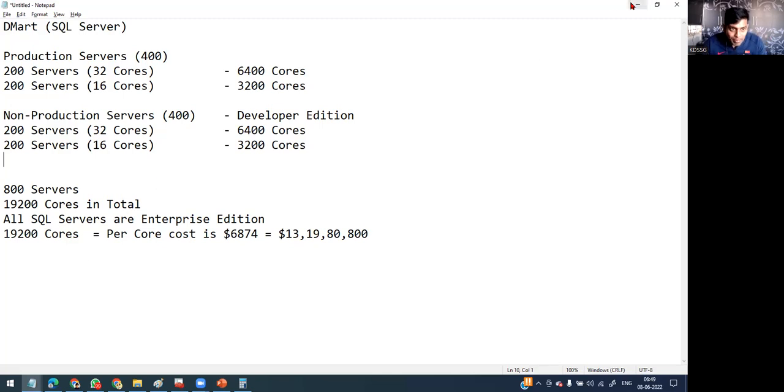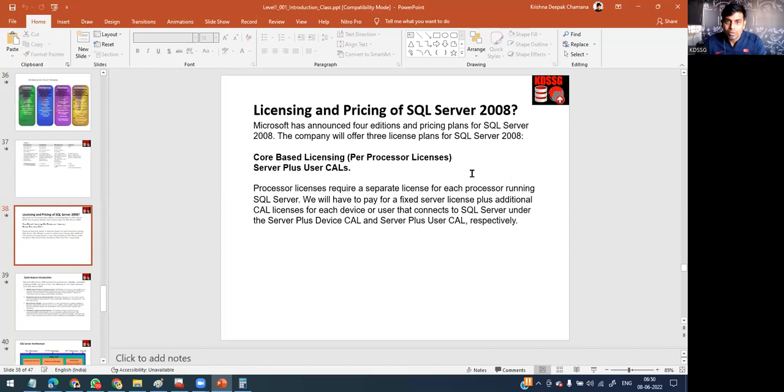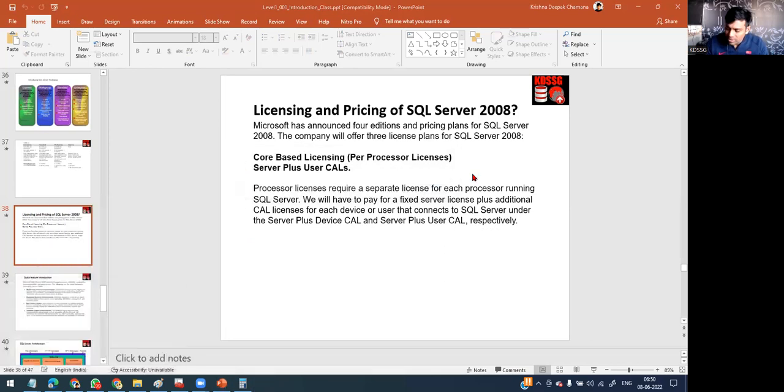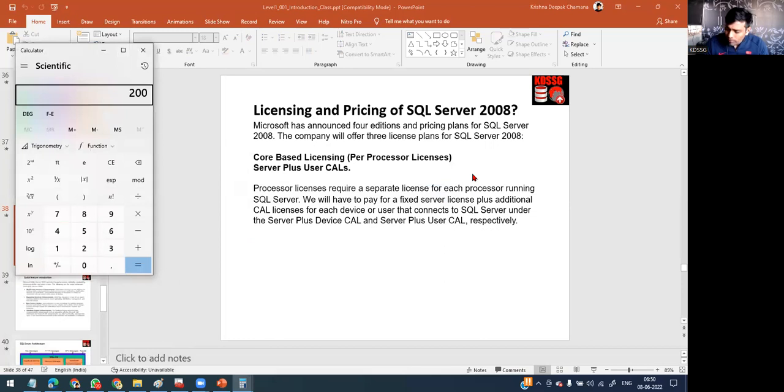Before I give an example, let me first explain this concept. Suppose my server has 256 cores. It's a very high-end server, just one server with 256 cores. That means technically 6,874 something, so 256 into 6,874 we have to pay. That means you're still paying around 13 lakh for one server.